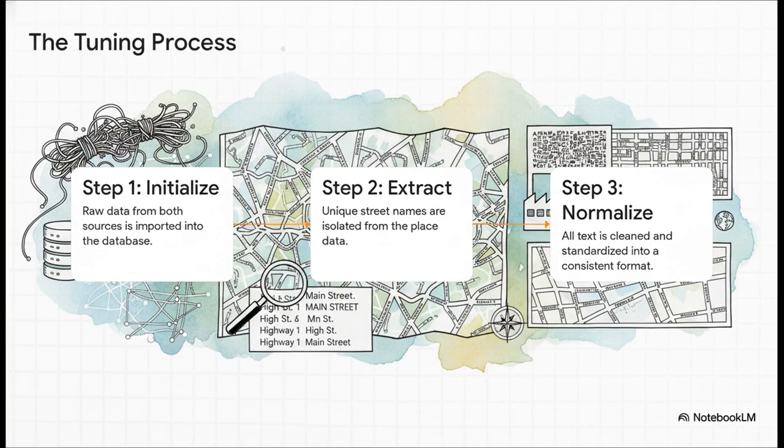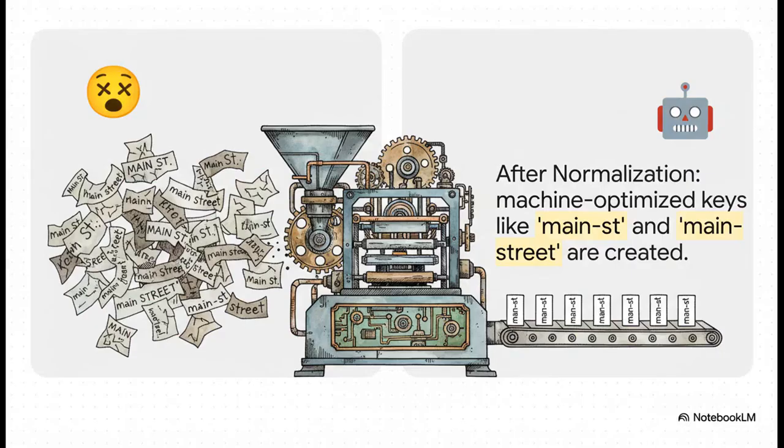Now, to get this raw data ready, the system takes it through three really critical steps. First, it just loads everything into the database. Then, it pulls out every single unique street name it can find. And finally, and this is a key part, it normalizes all that text into one consistent format. And this normalization step is where the magic really starts to happen.